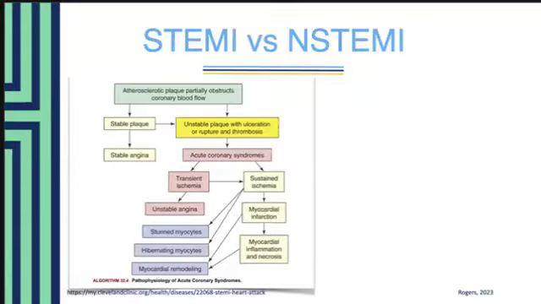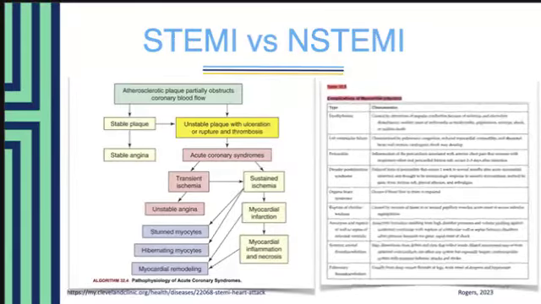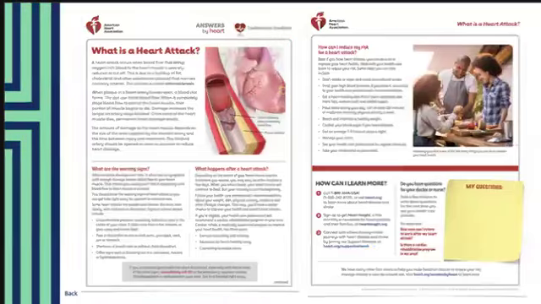This last image is from the textbook. It's table 32.5. It describes complications of an MI, the different types and characteristics. For instance, the dysrhythmias, the left ventricular failure, and pericarditis as a few examples.